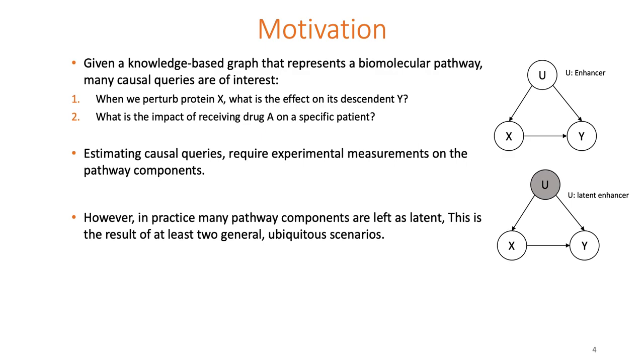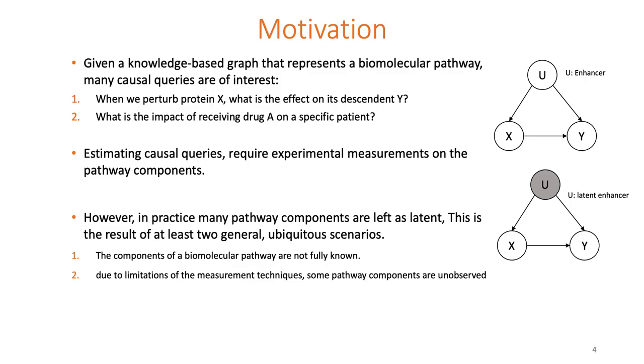However, in practice, many pathway components are left as latent. This is the result of at least two general ubiquitous scenarios. The first occurs when the components of a biomolecular pathway are not fully known. For example, there may be empirical evidence for the regulation of an enzyme, but the identity of the molecule or protein that regulates the enzyme may be unknown.